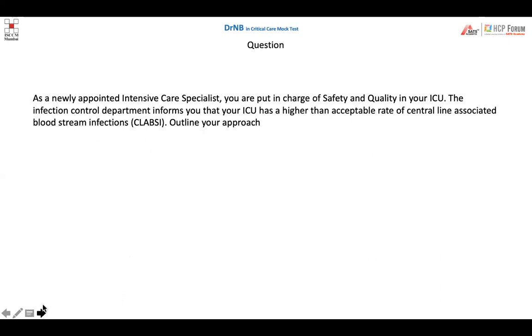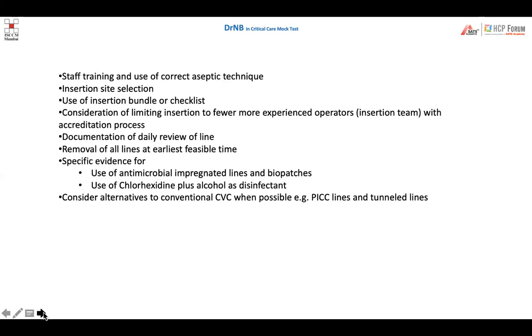As a newly appointed ICU specialist, you are put in charge of the safety and quality in your ICU. The infection control department informs you that your ICU has a higher than acceptable rate of central line associated bloodstream infections. What are you going to do for your approach? First is train the staff, use of aseptic technique, look at the insertion technique, site which is selected, how the insertion bundle or the checklist has been carried out.